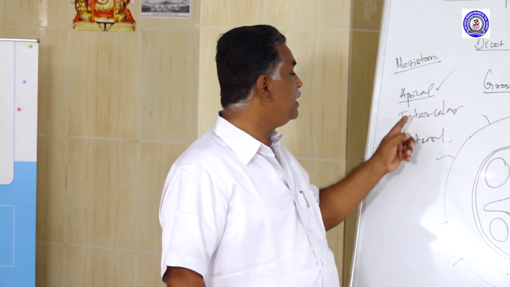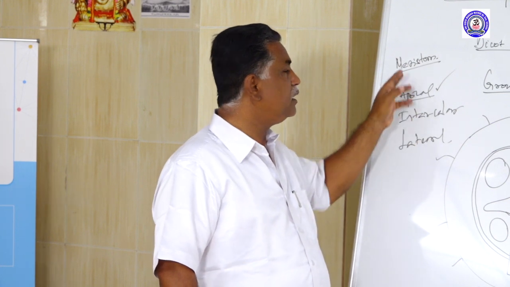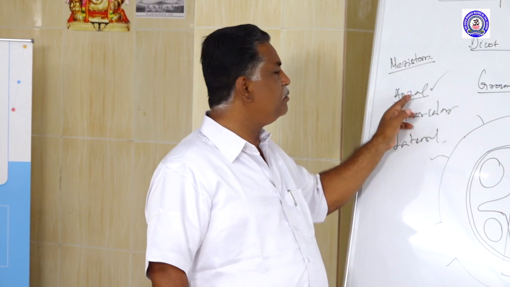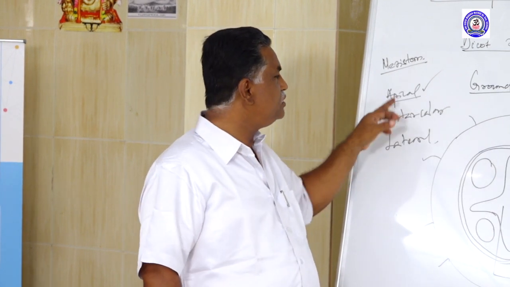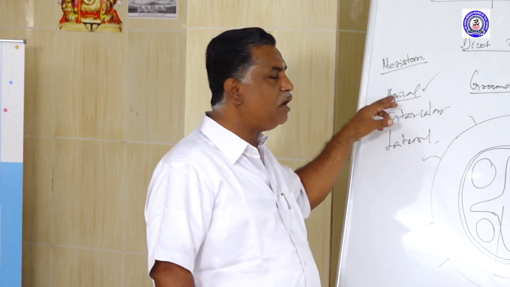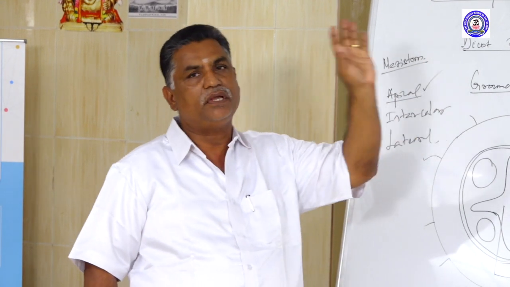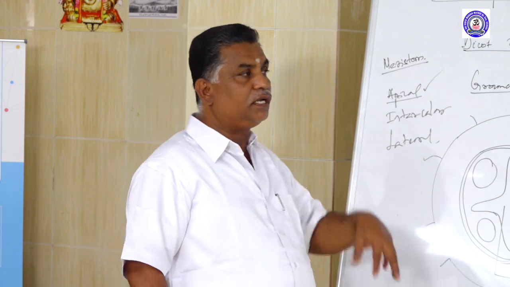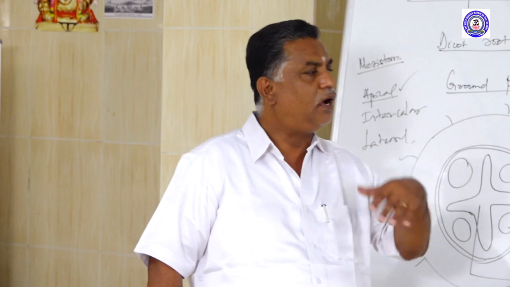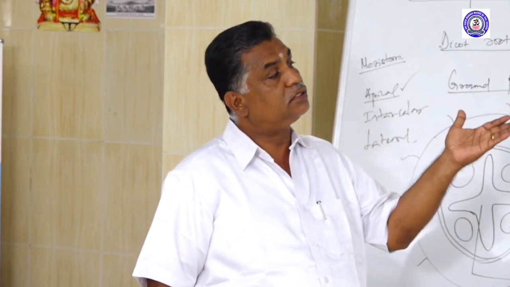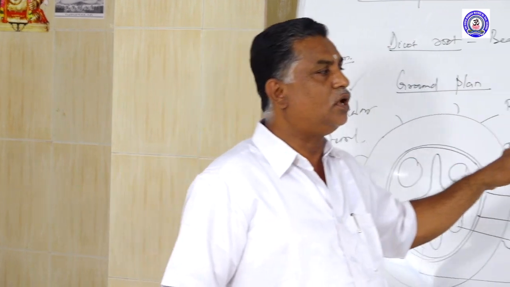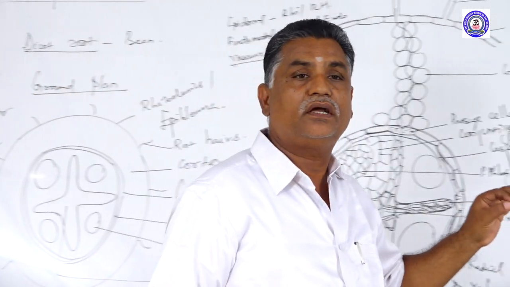Apical, intercalary and lateral meristems come under primary meristem, and they are responsible for primary growth, especially apical meristem. This structure is produced from the apical meristem. During secondary growth, secondary structures are formed: secondary xylem and secondary phloem are formed afterwards. We will discuss those secondary structures afterwards. So this is all about the internal structure of monocot and dicot root.